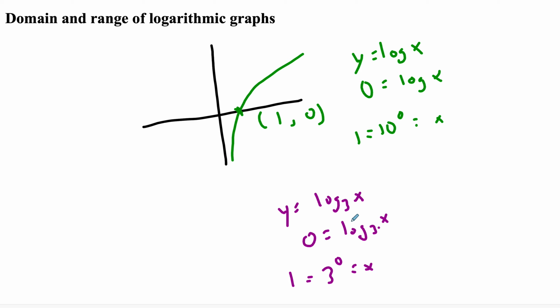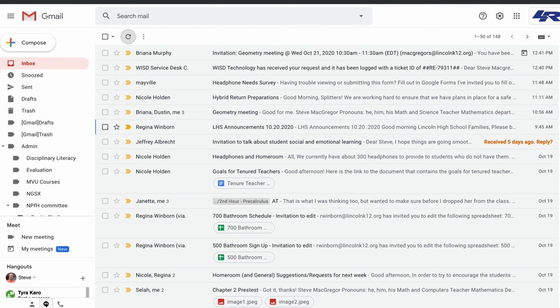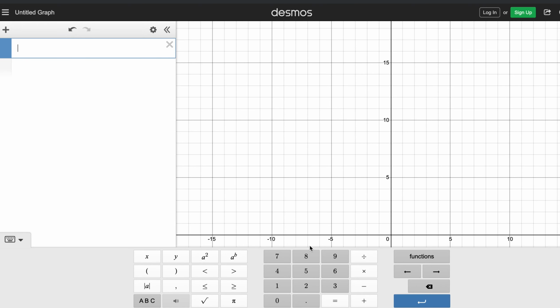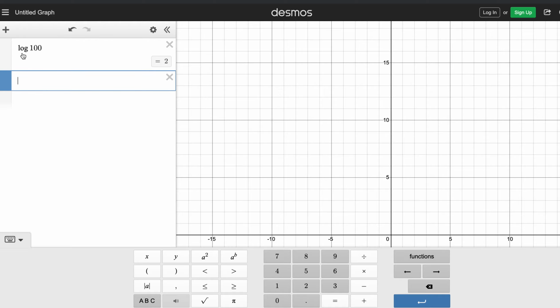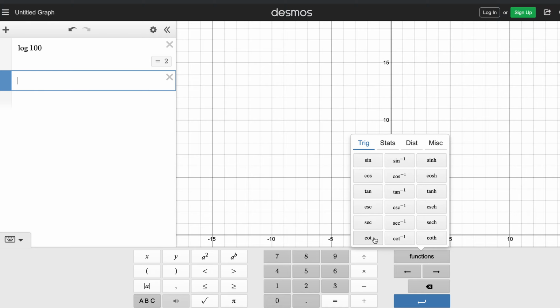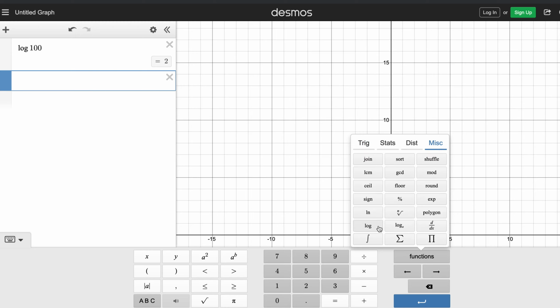Okay, so let's take a look at using Desmos to calculate logarithms. Now, Desmos itself is very useful, but you have to be careful when you're actually calculating logs. To actually type this in, you could type in log of 100, and you get a value of 2. Now, please note that that is a common log, nothing written, so that's log base 10. If you want to do a log of another base, you can. You have to go down here to functions, and go over to miscellaneous, MISC, and it's got 3 different log buttons.